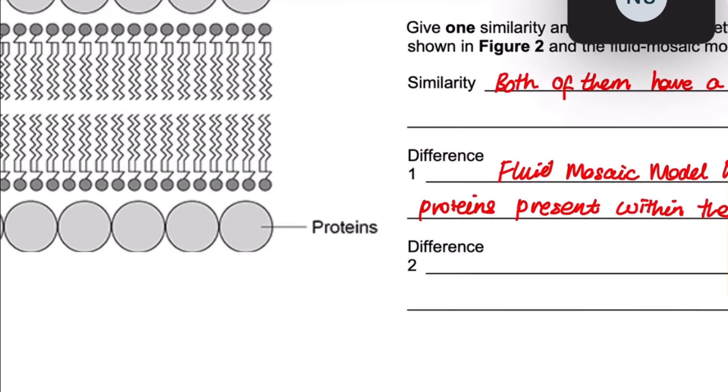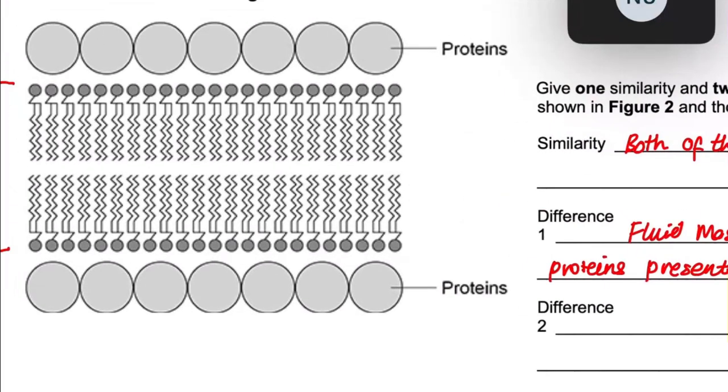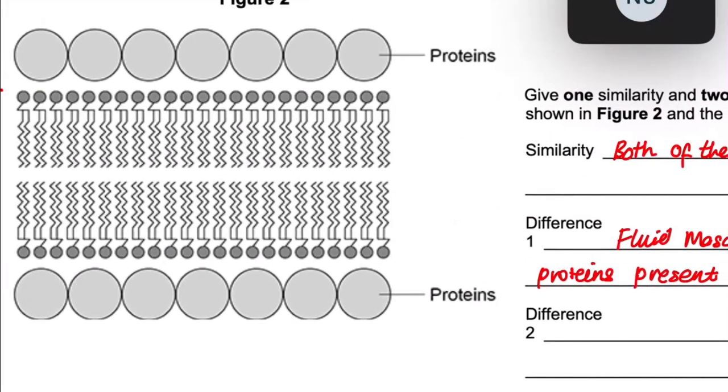And we need another difference now. What else is present in the fluid mosaic model that is not present there? When we looked in our first lesson on this topic at the structure of a cell membrane, we saw that there were different components present within the plasma membrane. Some of those were glycoproteins, glycolipids and cholesterol. Those were all examples of things present in your plasma membrane.